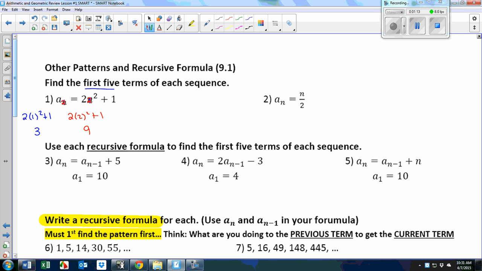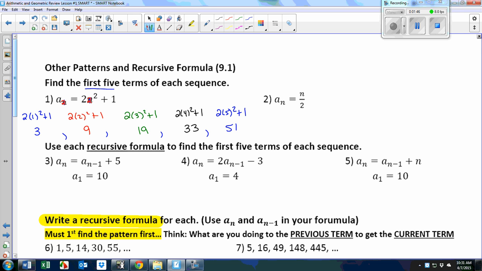Then a 3, then a 4. So 2 times 3 squared plus 1, 2 times 4 squared plus 1, and then 2 times 5 squared plus 1. So you build 5 terms, and you get 3, then 9, then 19, then 33, and then 51. So that's a list.